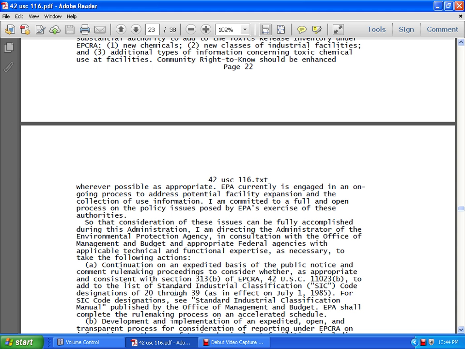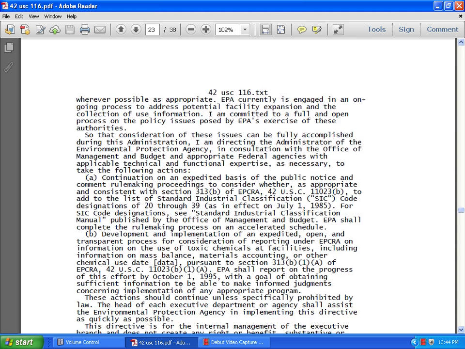The development and implementation of expedited and transparent consideration of reporting under EPCRA of information on mass balance, materials accounting, and other chemical use data pursuant to section 313(b)(1)(A) of EPCRA, 42 U.S. Code 11023(b)(1)(A). EPA shall report on the progress of this effort by October 1, 1995, with a goal of obtaining significant information to be able to make an informed judgment concerning implementation of an appropriate program.